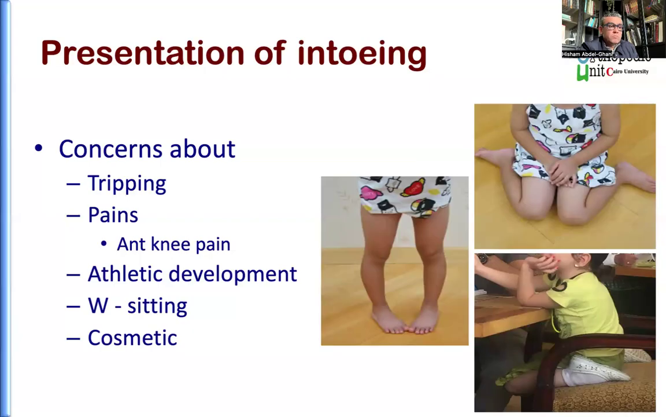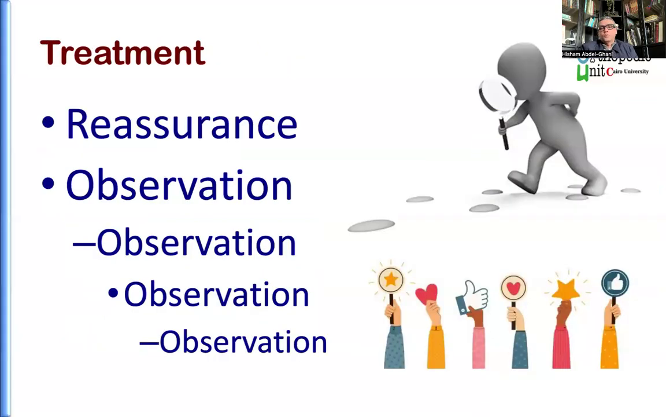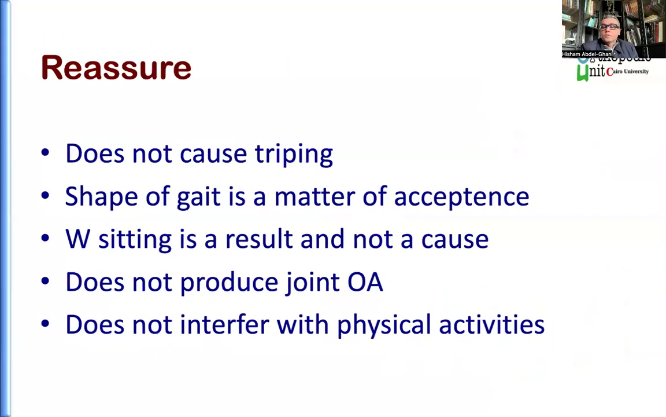So we have to start by reassuring them. The treatment is observation, observation and observation. A lot of observation, a lot of reassurance. This is not a pathological problem. Let us start with how to reassure them. First, it does not cause tripping. Toddlers repeatedly fall on the ground, either with intoeing or without intoeing. But because the parents are concerned with intoeing, they attribute everything to this intoeing.